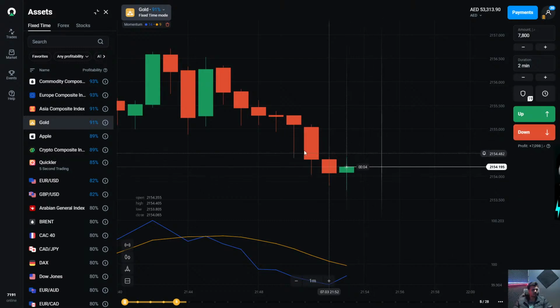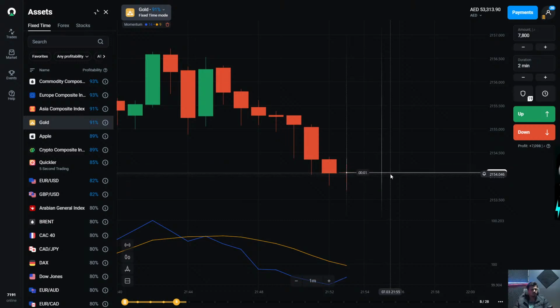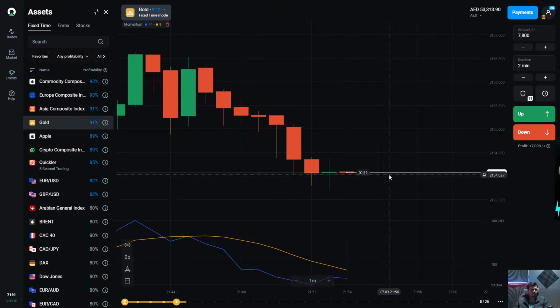Here it changed the direction, right? Here it's trying to move upward, but it doesn't look like it will go to the upward. It again is trying to move to the downward.